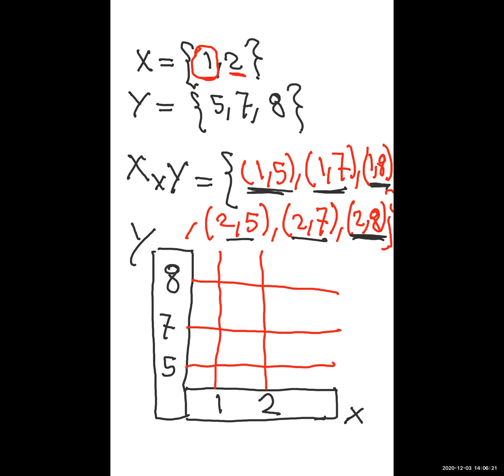Okay, so now how can I represent the first pair or the first ordered pair, 1 and 5? So place one point or dot here at the point 1 and 5. It's 1 and 5, so x equal 1 and y equal 5. So 1 and 5 will be this point, then 1 and 7, 1 on x and 7 on y, then 1 and 8, then 2 and 5, 2 and 7, 2 and 8. Okay, so this one is the Cartesian diagram.